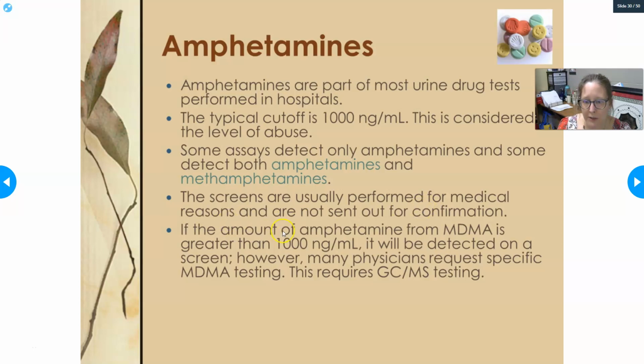If the amount of amphetamine from MDMA is greater than 1,000 nanograms per ml, then it will be detected on an amphetamine screen. However, many physicians do request specific MDMA testing, and that would require gas chromatography mass spectrometry testing.